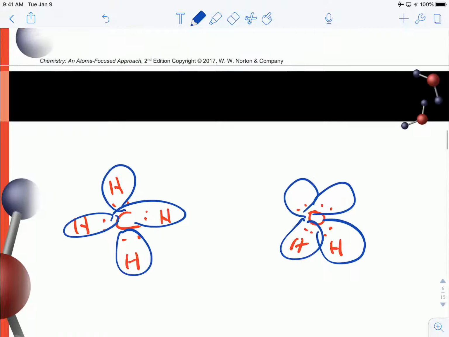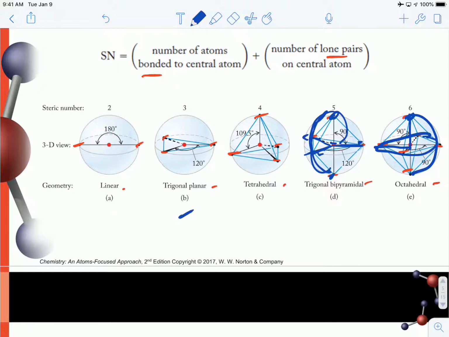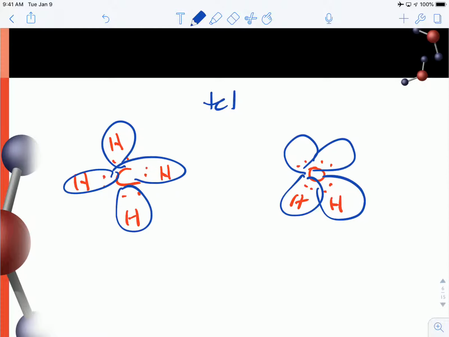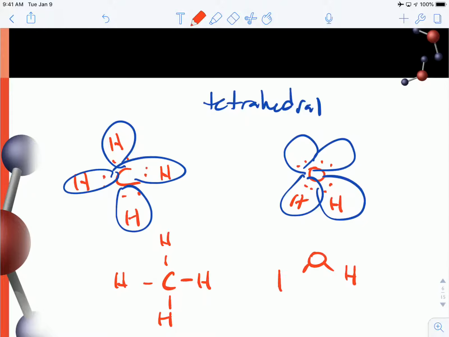So these 2 both have the same steric number. This one right here. Tetrahedral, right? So this is their electron pair geometry. However, they have very different molecular geometries. The molecular geometry of this one, now I'm going to draw the bonds as lines here. This is its molecular geometry. This one's molecular geometry is this.